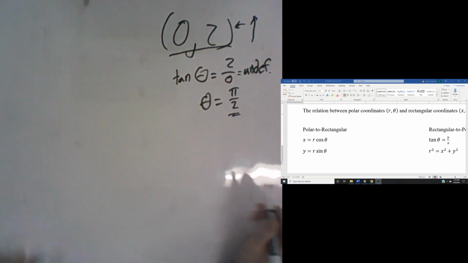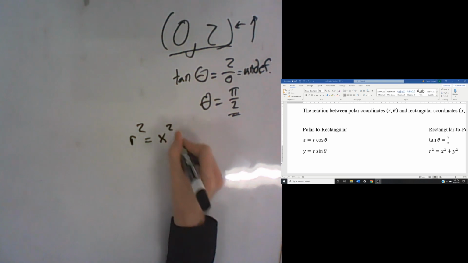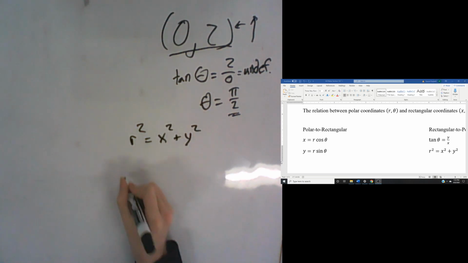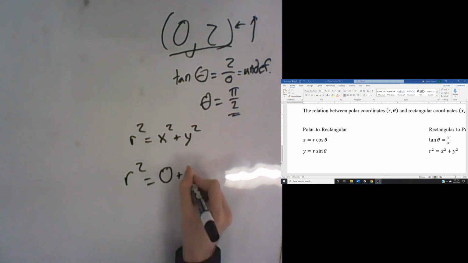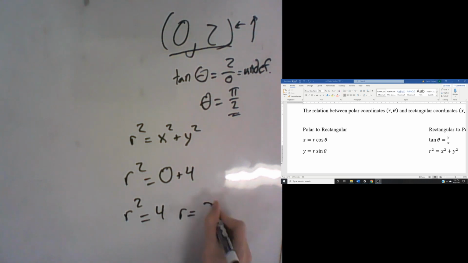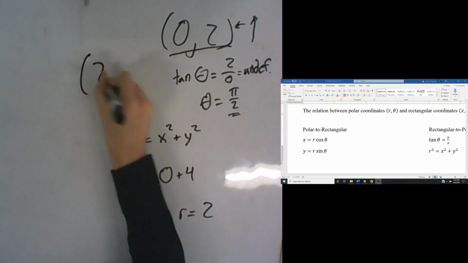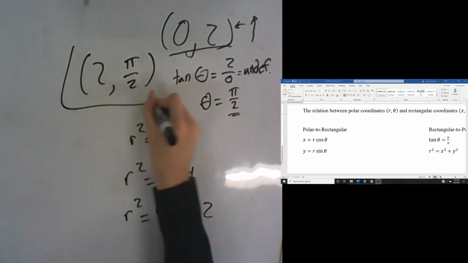Okay, then we have r squared equals x squared plus y squared. So r squared equals 0 plus 4. r squared equals 4. So r equals 2. So our answer is 2 comma pi over 2. And that would be our answer.